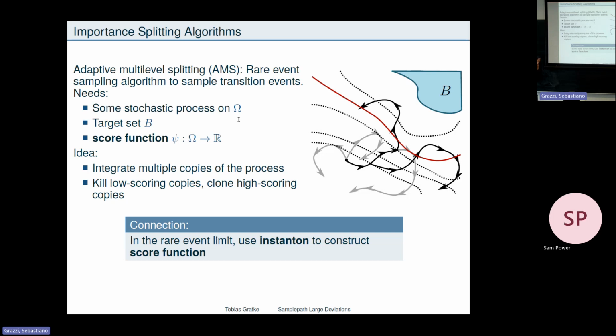Is it a theoretical result that the instanton is the best scoring function? Or is it just intuition? So the best scoring function is the committer function. Okay, yeah. And in the low noise limit, the committer function converges to something that is related to the instanton, but again, only for that point, right? Okay, yeah. So I'm saying you run into the same problems.